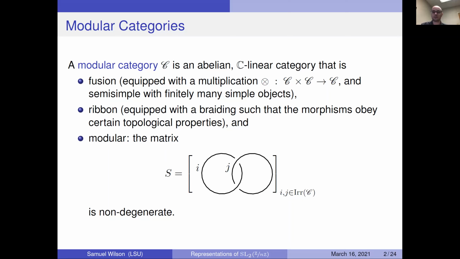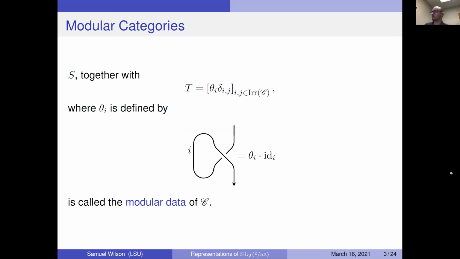Okay, is that clear? Okay. So that's the S matrix. The other kind of matrix I'm going to talk about a lot today is the T matrix, which consists of the twists for the category. Our twists are defined according to this twist shape here. And if i is a simple object, then we can express the twist simply as a complex number, because this is going to be a scalar. The S and T matrices together we call the modular data associated to our modular category.